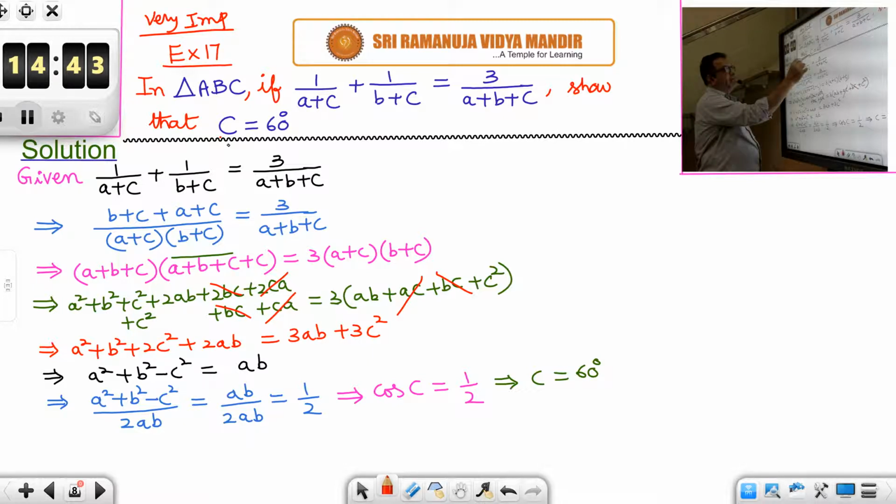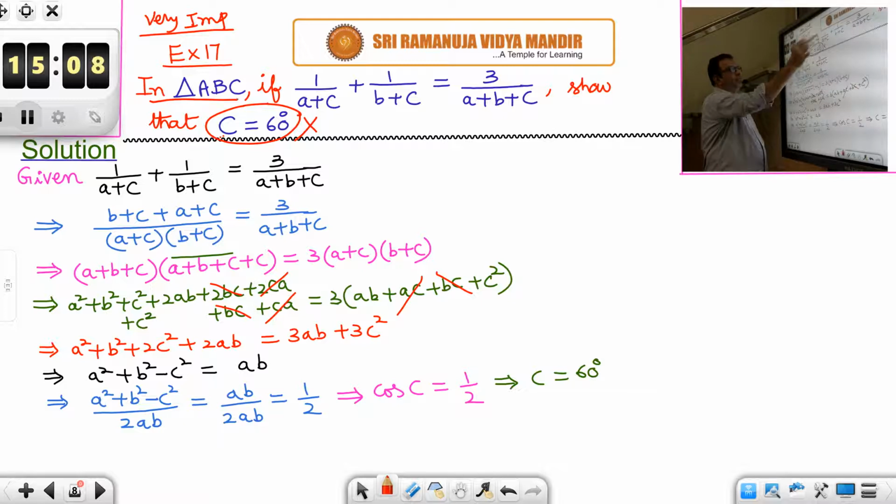Suppose here it is directly given that if 1 by a plus c plus 1 by b plus c is equal to 3 by a plus b plus c, then show that c is equal to 60 degrees. Suppose I change the question. I am changing the question. The question is not to show that c is equal to 60 degrees.